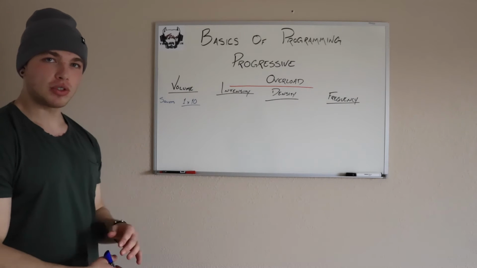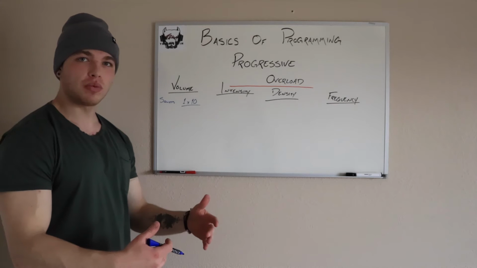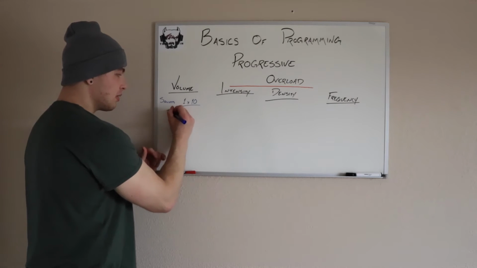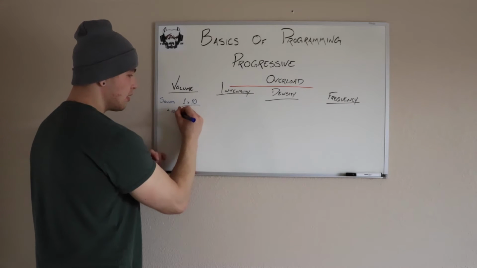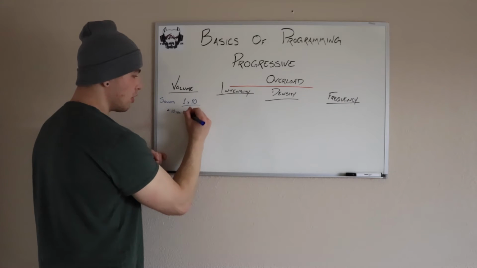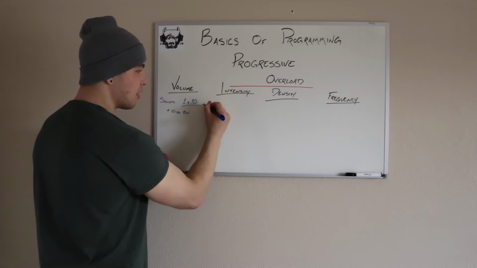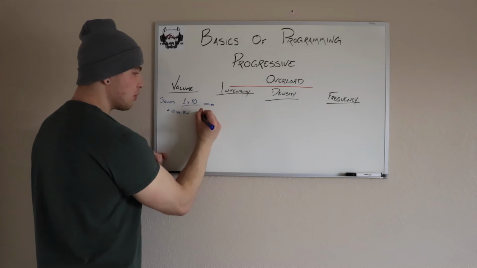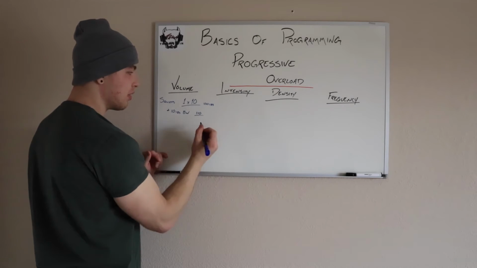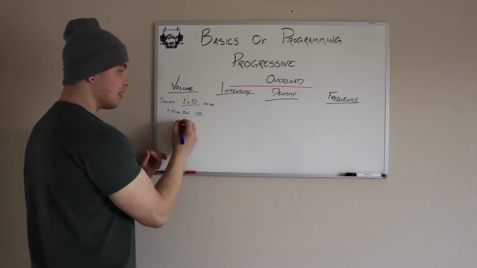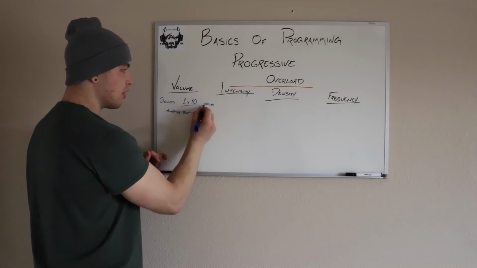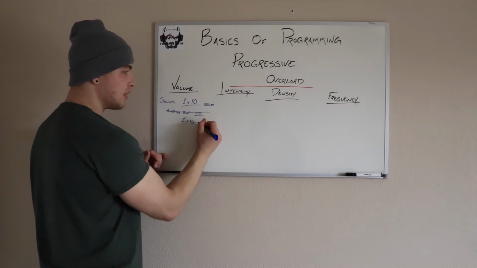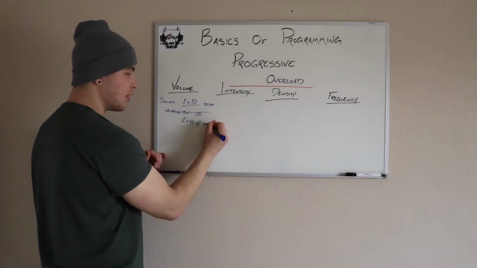To progressively overload, simply all we have to do is more volume than we did the week prior. So it can simply be adding 10 pounds of bar weight. So say we worked at 100 pounds here for our one set of 10. Now next week we're working at 110 pounds. Or we could simply add another set. So say we have our 100 pounds that we're working with, and now we want to work with 2 sets of 10 at 100 pounds.